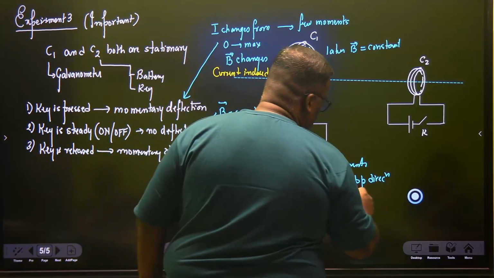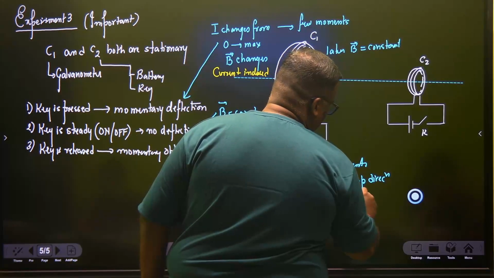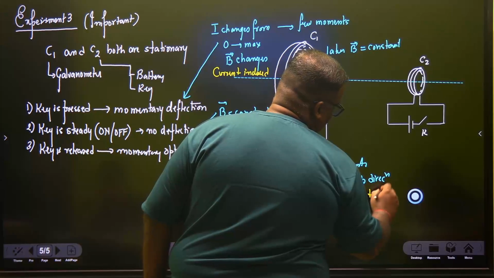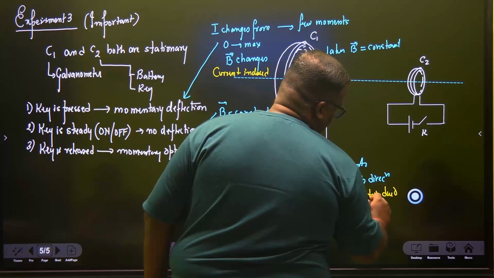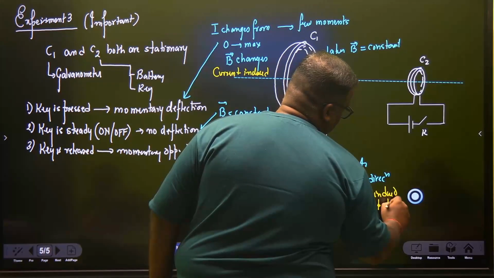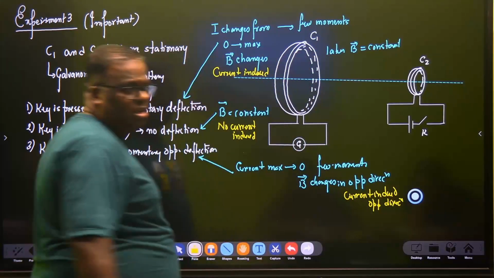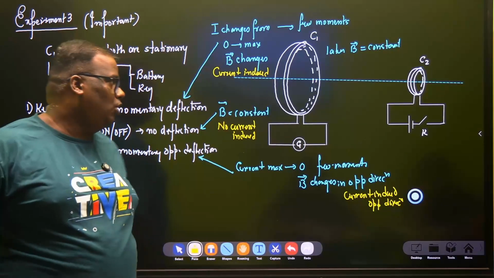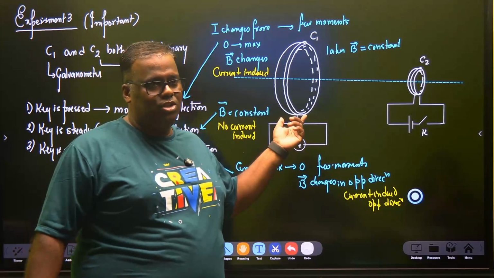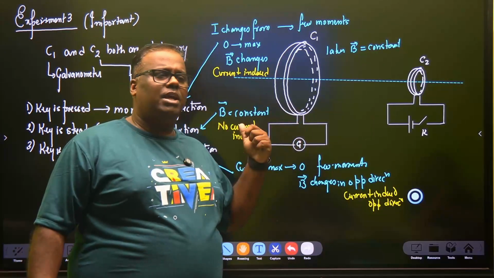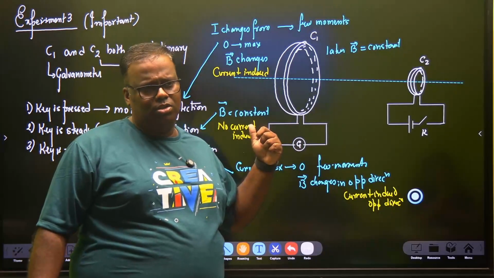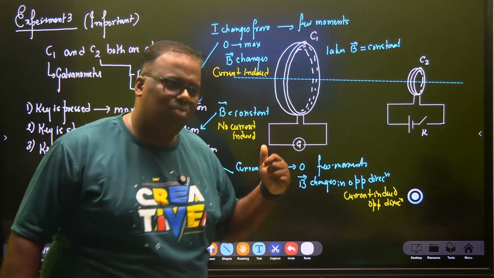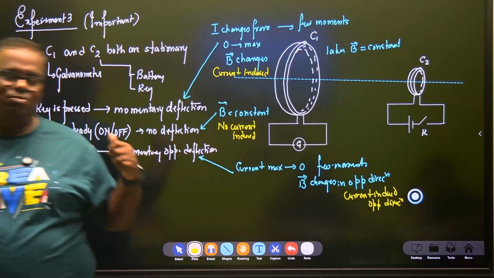And B changes in opposite direction, again I'll write current induced, but in opposite direction. Now children, tell me, do you need a magnet? Go by experiment 1. Your job is to get a current, an induced EMF, in this coil. Do you need a magnet? No, I can do it with a coil also. Do you need a coil also? Means I need a magnet with a relative motion.